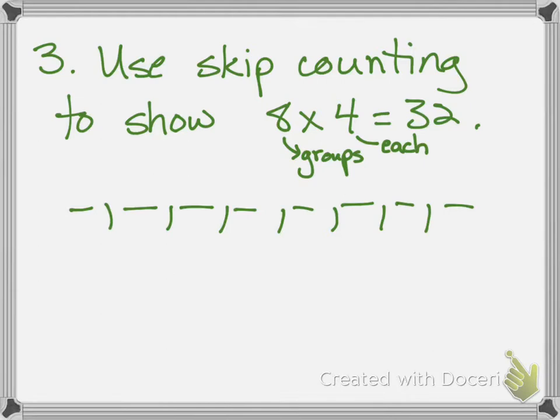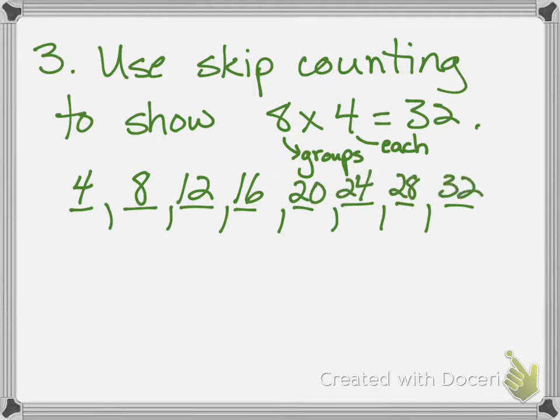Okay, I kind of gave you a big time hint there because I wrote 8 spaces, but we have 8 groups. So we're going to count 8 times. We are counting groups of 4. So we're going to start at 4 and we're going to use skip counting. So now I'm going to add 4, which would give me 8. I'm going to add 4 more, 12. I'm going to add 4 more, 16, 20, 24, 28, 32.